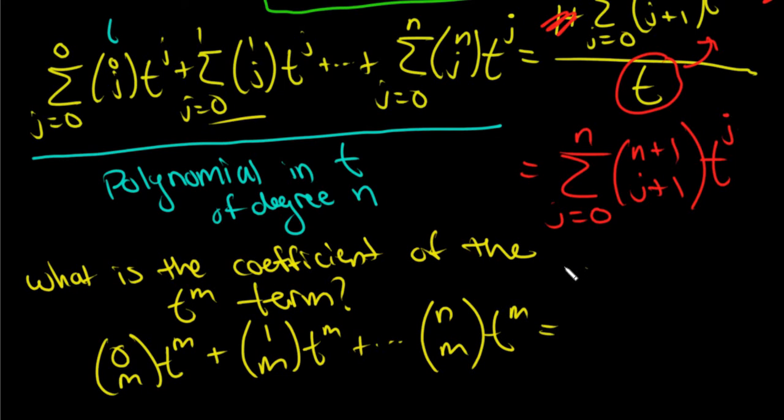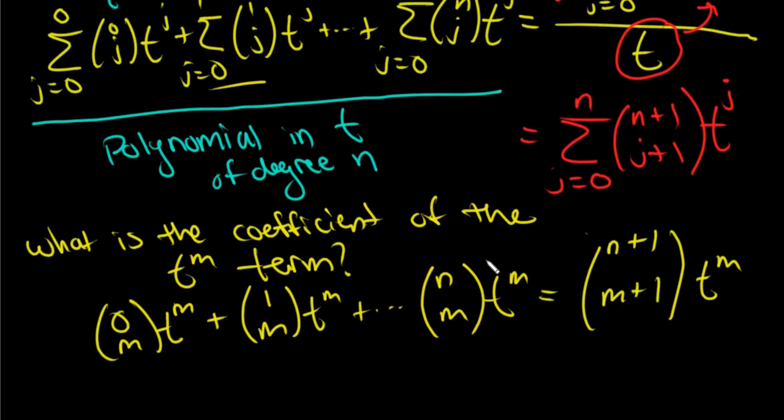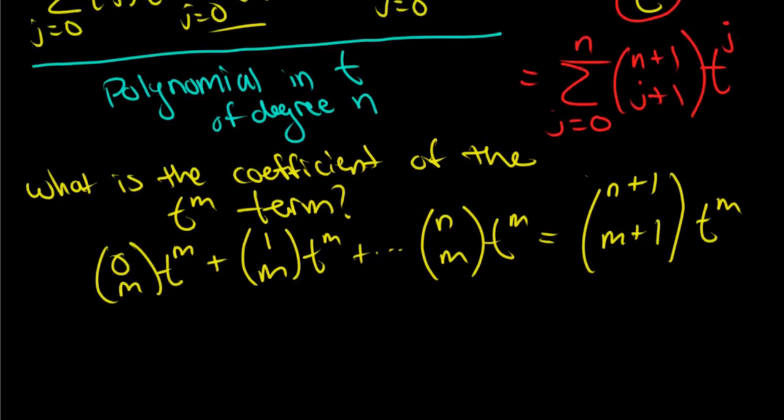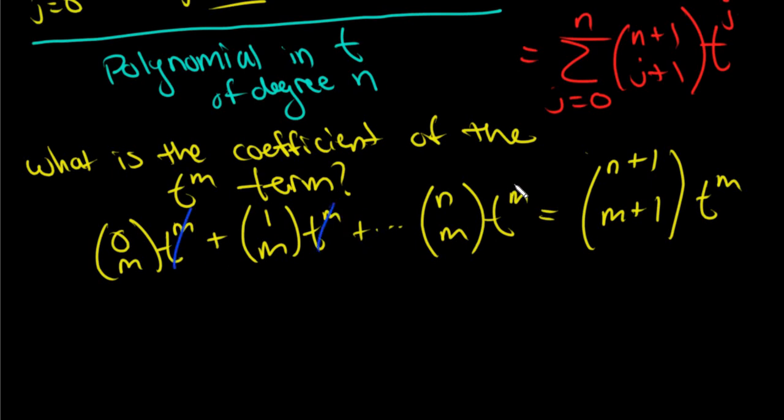Well, because these polynomials are equivalent, that must equal the contribution from this guy. And what is the contribution from here? Well, it would be the t to the m term. And the t to the m term happens when j equals m. So we can substitute an m here. We'll get n plus 1 choose m plus 1. And we're almost done. We're very close. Just divide both sides by t to the m. We don't even need that anymore. And look what we end up with.